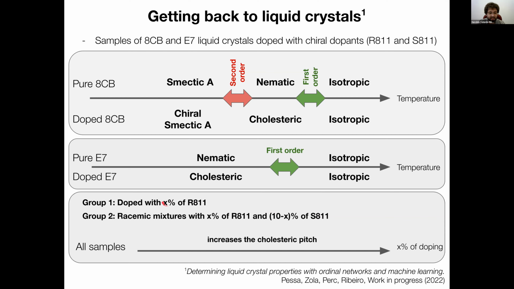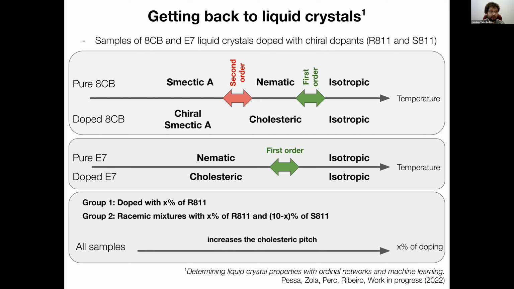But this X here, the percentage of R811, basically translates into a value of the cholesteric pitch. So if you are capable of predicting the percentage X in these samples, we are more or less predicting the cholesteric pitch in the cholesteric phase. And we will try to do that using our ordinal networks.